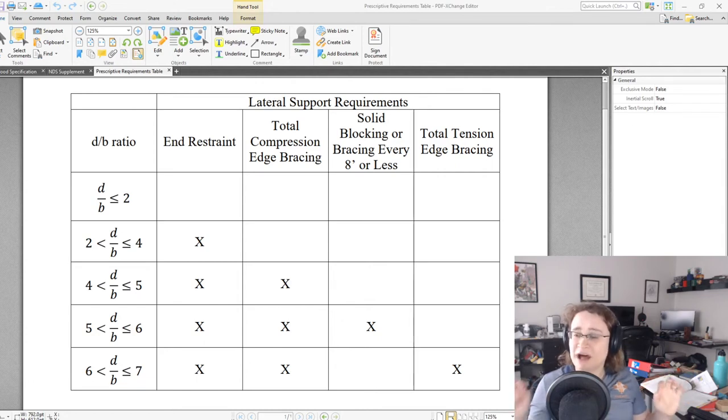Now, if you're not familiar with what blocking, bracing, etc. actually look like physically in this context, we will cover that in the next video. This video is just meant to be a brief discussion of the prescriptive methods of providing beam lateral restraint for solid sawn lumber as an alternative to using the beam stability factor calculations discussed in previous videos.